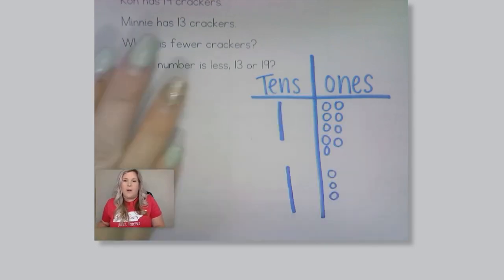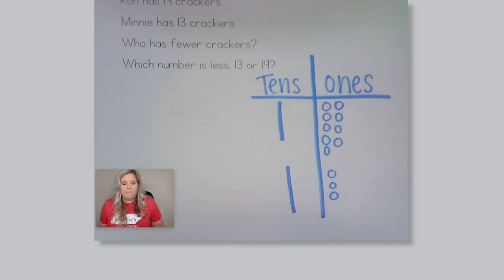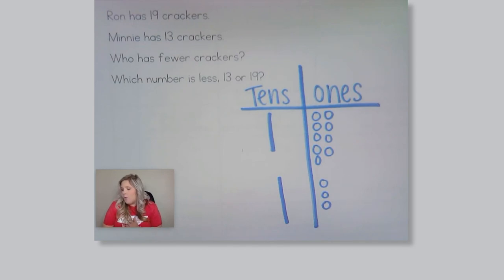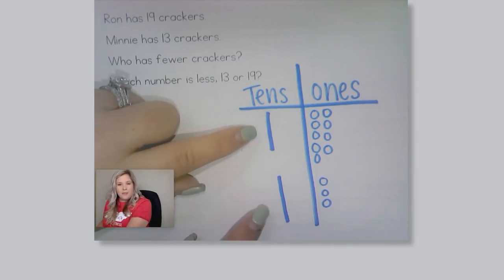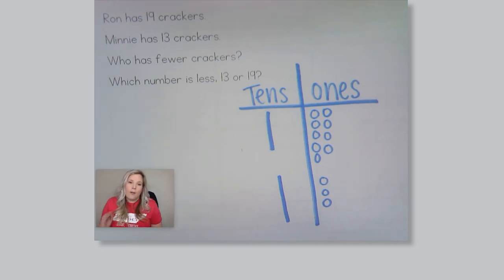Do you agree with my model? Excellent. How can I use my model to find who has less or fewer crackers? In our last lesson, we said that we could look at the tens, and whichever one had more tens was greater, and whichever one had less tens was less. But in this problem, we have the same number of tens. So we're going to look at the ones this time.